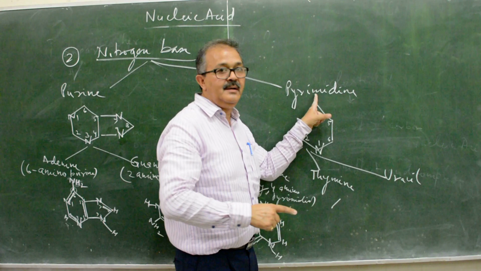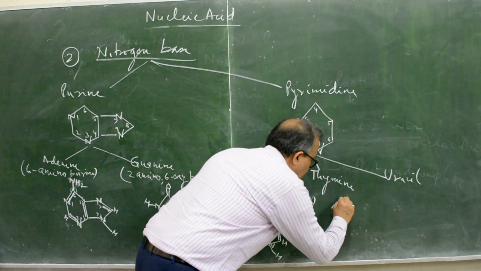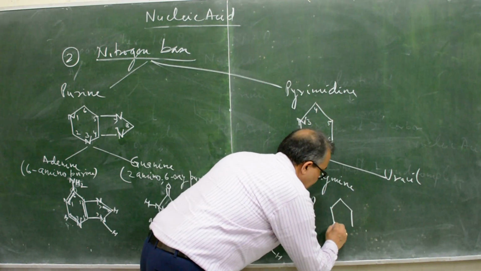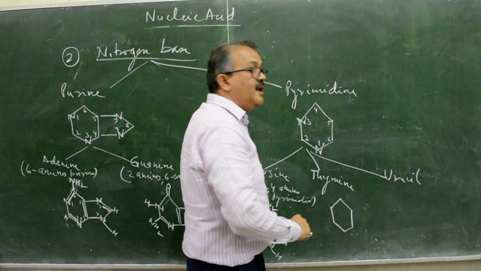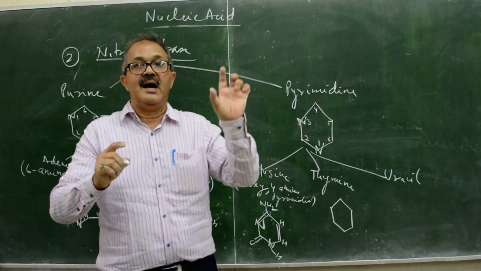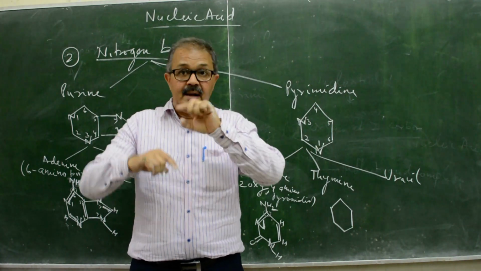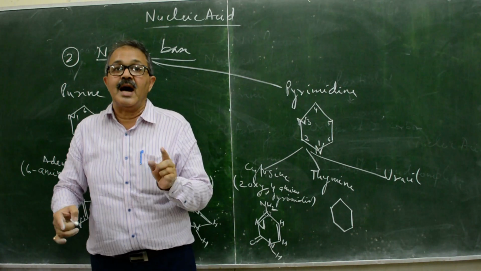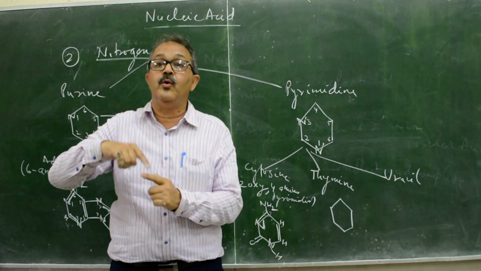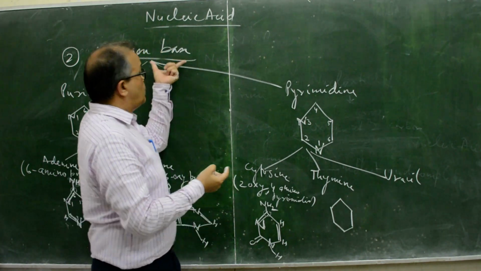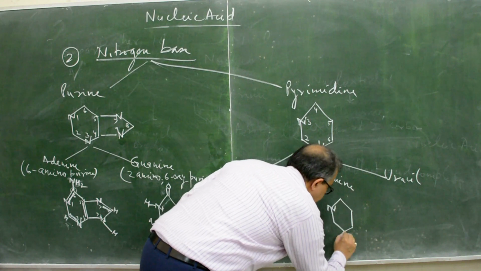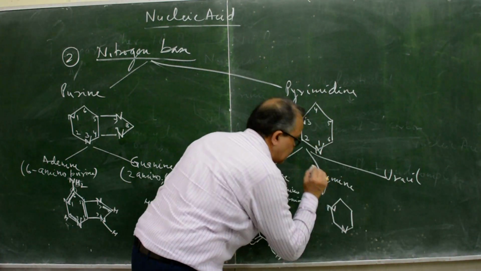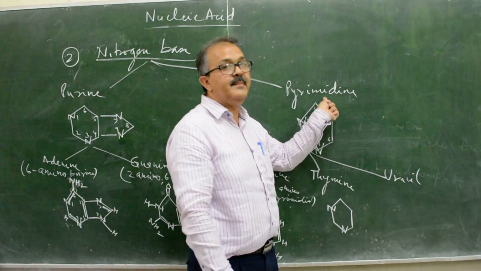Thymine is a pyrimidine. So what is the pyrimidine structure? A single heterocyclic ring. Heterocyclic means at a few places there is nitrogen and at other places carbon. If carbon is present at all the positions, it will be homocyclic. But nitrogen bases are heterocyclic. So nitrogen is present at the first position and the third position. This is the ring of pyrimidine.